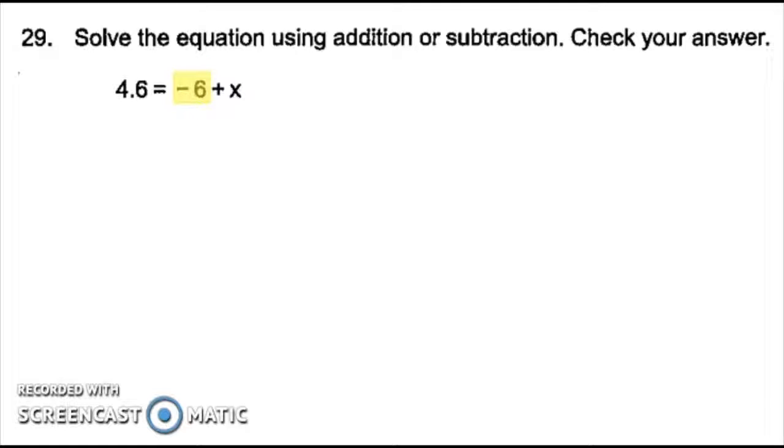When it's in the front, we got to do the opposite of what the sign says. The sign says negative, so we got to add. And also we do that because negative 6 is not being multiplied to x. If it was negative 6x, we would be dividing negative 6 on both sides. Since there's an addition sign there, we got to do either adding or subtracting. In this case, would be adding. So we add 6 to both sides, which gives us 10.6. So x is 10.6 for number 29.